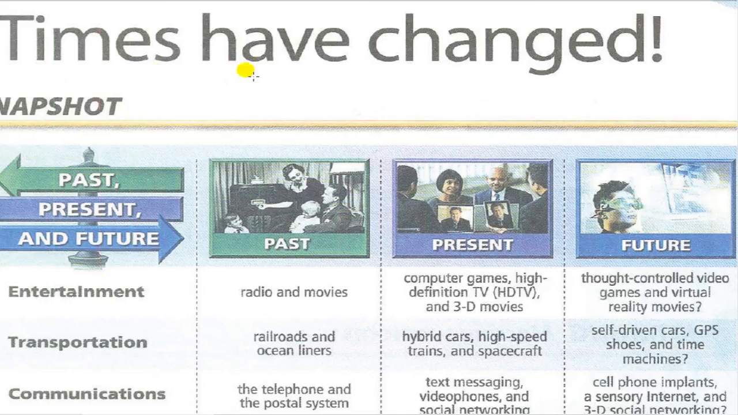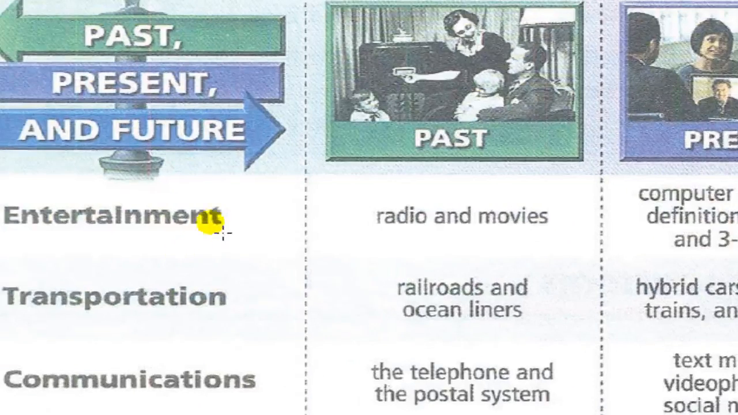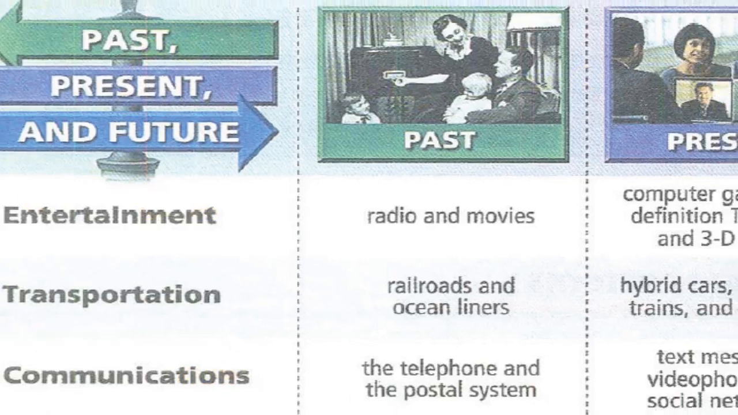Unit 9. Times have changed. Interchange 2, Unit 9. 1. Snapshot. Past, present, and future. How has life changed, past, present, and future? Entertainment, having fun. Transportation, means of transporting, ways of transporting. Communications, to communicate. How life in the past was different than now and in the future, tomorrow.